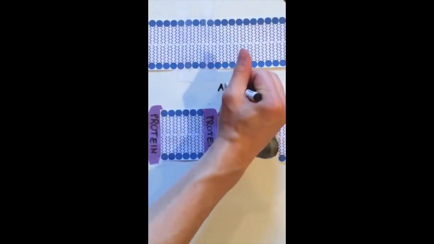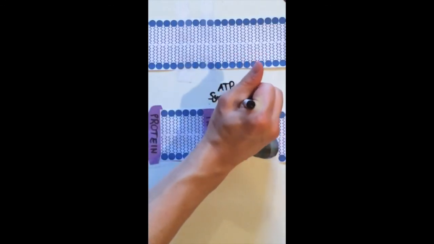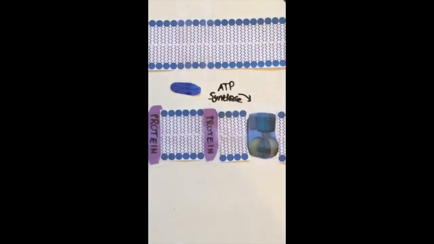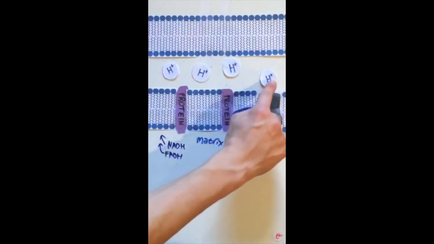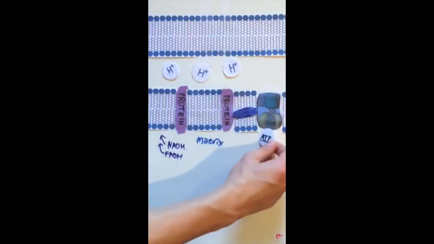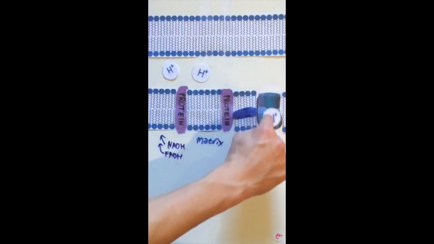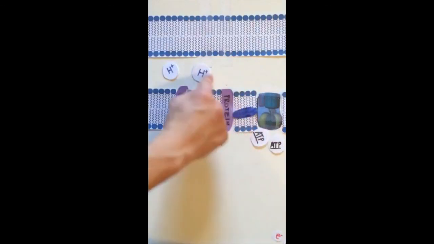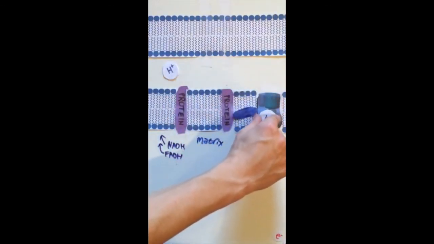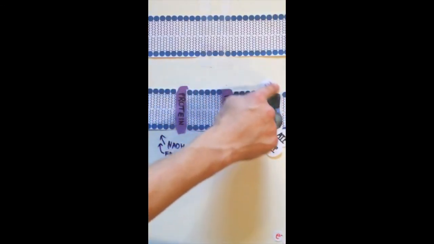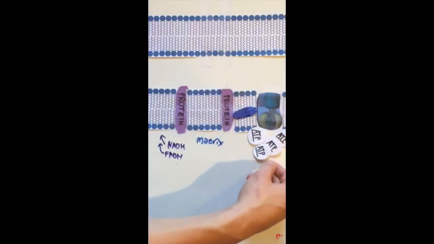Patience, silly. We're getting to the best part. The protons get back into the mitochondrial matrix through a protein called ATP synthase. As they do this, ADP and a phosphorus molecule combine and ATP is synthesized. Just like that. This process is called chemiosmosis, which is when the potential energy of a concentration gradient, in this case of the protons, creates ATP.